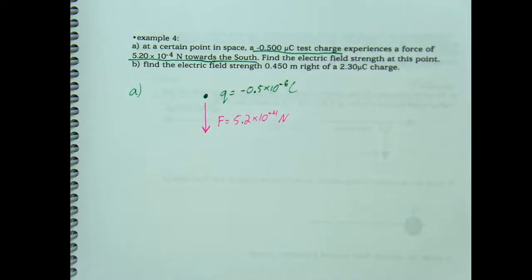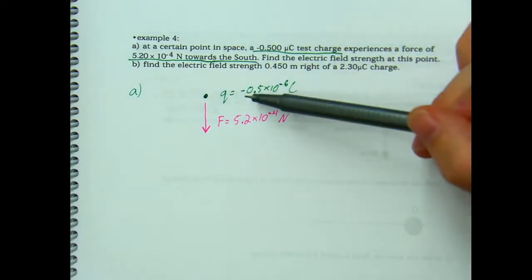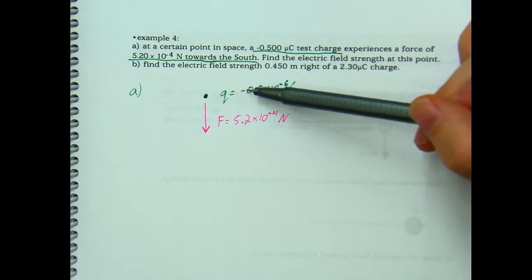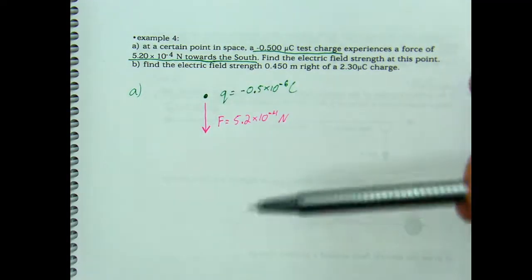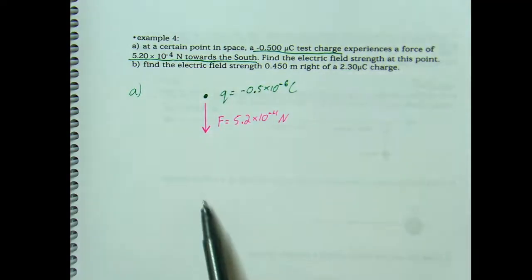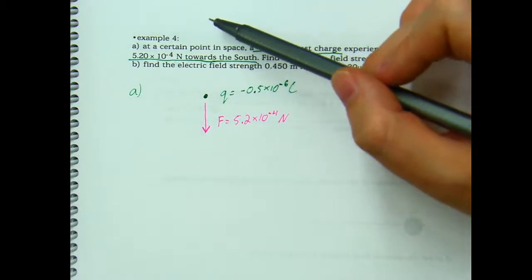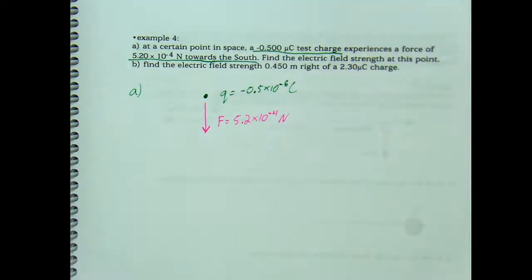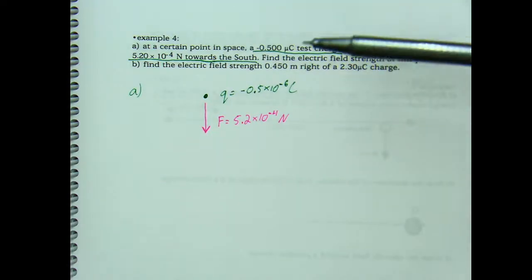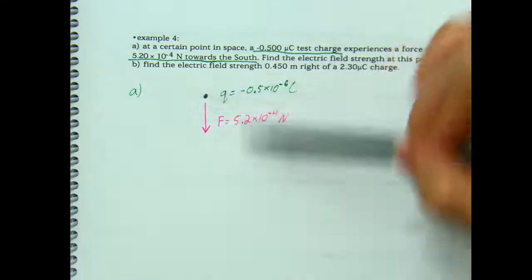So the question then becomes, what is causing this? Well, if we've got a negative charge having a force downwards, one of two things is true. Either we've got something big and positive down here, or we've got something with a large negative charge up top. We don't know. Either way, this thing is experiencing a force to the south, so there has to be an electric field present here.